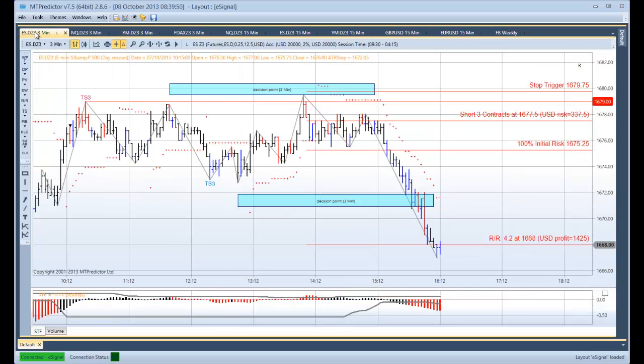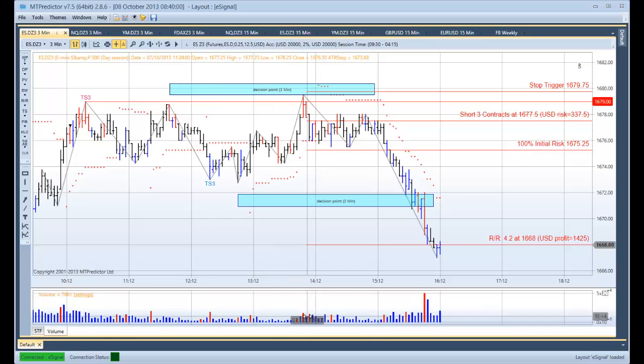So a good day for MTPredictor, not only on its standard trade setups across all the three US E-minis, but also I wanted just to highlight this particular VSA setup here with our volume indicator down here to show you some of the more advanced techniques that some of the more experienced MTPredictor users can take advantage of as well.